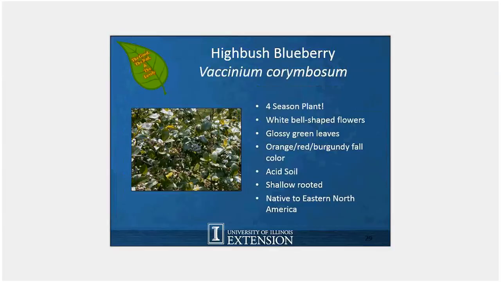This is a very shallow rooted plant and does benefit from mulching. Again, this is best planted in full sun. It will tolerate part shade, but if you're looking to get fruit, full sun would be the best location. Another great 4-season interest plant, as it has pretty white bell-shaped flowers in the spring, glossy green leaves in the summer, and a really pretty orange-red fall color.